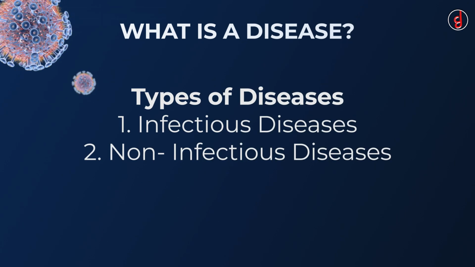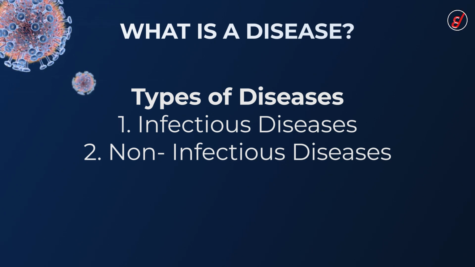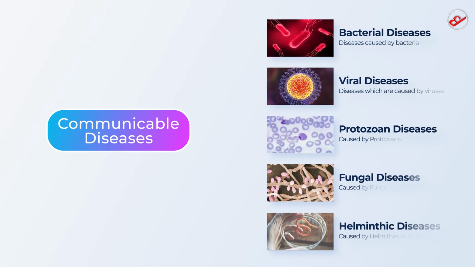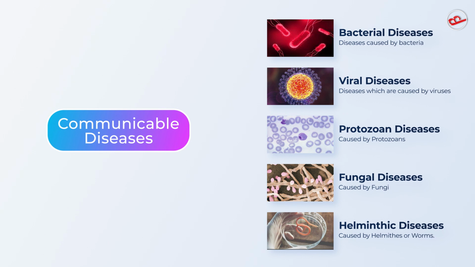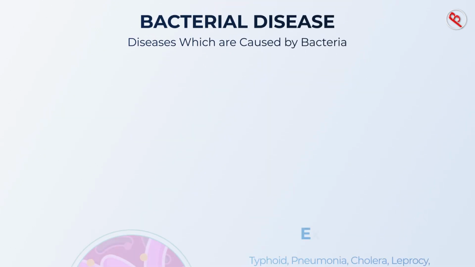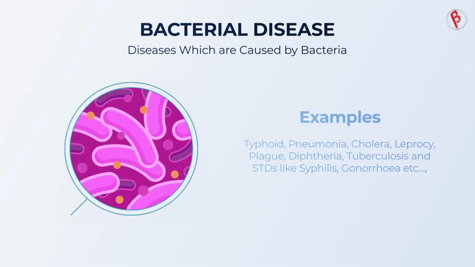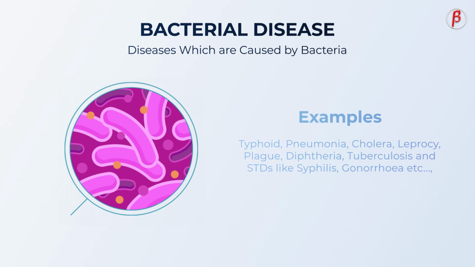Diseases are broadly classified into two groups. They are infectious and non-infectious diseases. Infectious or communicable diseases are broadly categorized into 5 types. They are bacterial, viral, protozoan, fungal and helminthic diseases. Let us study one by one. Bacterial diseases. Diseases which are caused by bacteria are called bacterial diseases. Example: typhoid, pneumonia, STDs like syphilis, gonorrhea and many more.